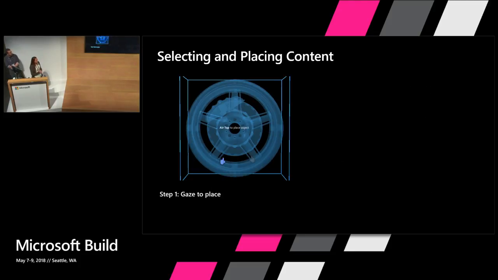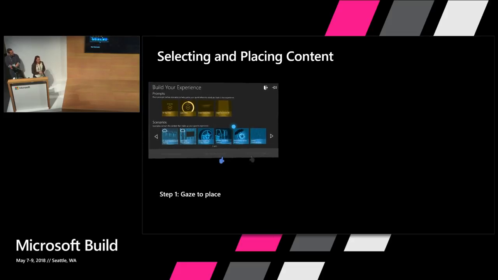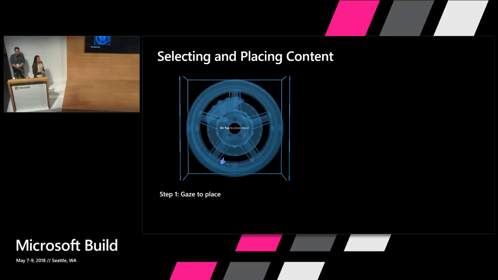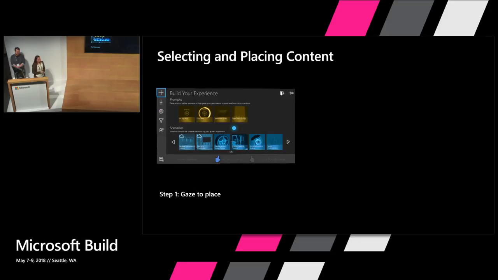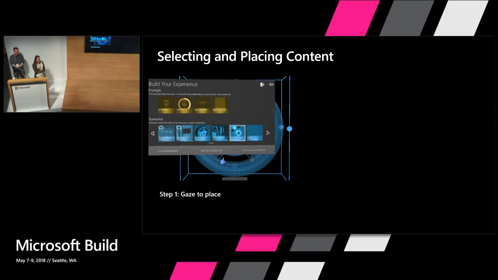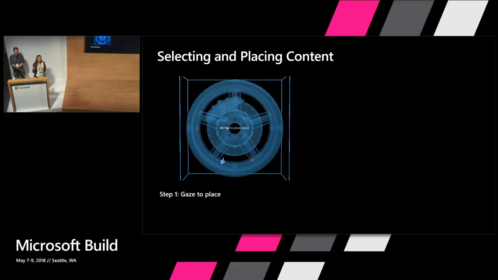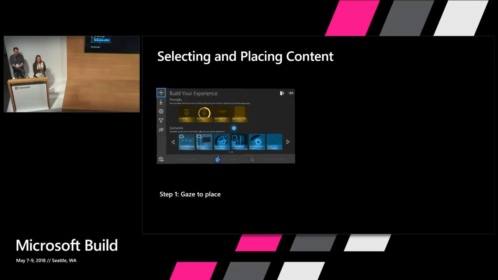And when you go and select content from the Build Your Experience menu, we built in 2 different levels of placement to make it easier and faster for presenters to place things in their environment. So the first step is a gaze to place. It'll be initially locked to your gaze. So when you look around, that allows you to very quickly get the content into the general area in the room instead of having to drag it or rotate it or move it all the way around to get over there.